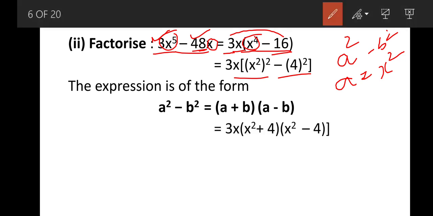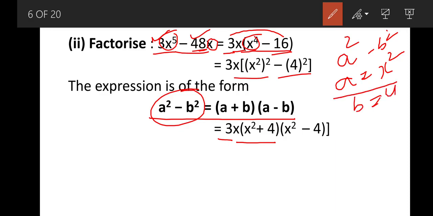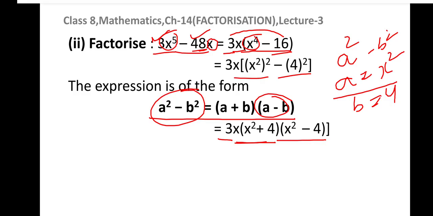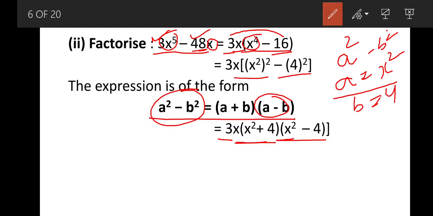So what I have done, I have applied this identity number 3, because I got the difference of 2 squares. So it will be 3x into x square plus 4, because I told you a is x square and b is 4. So a plus b, that is x square plus 4, into a minus b, that is x square minus 4. Now, dear children, can you see this? It is x square minus 4, and 4 can be written as 2 square. Now here again I can apply the identity number 3, because it is again the difference of 2 squares.